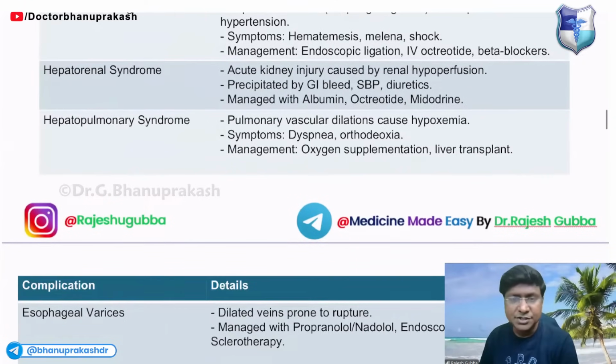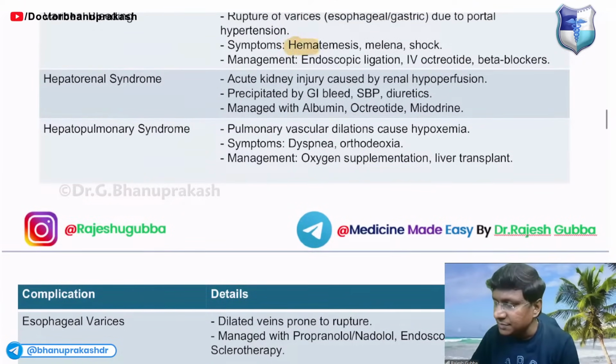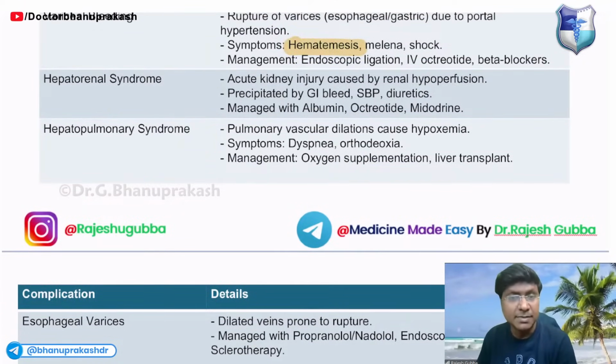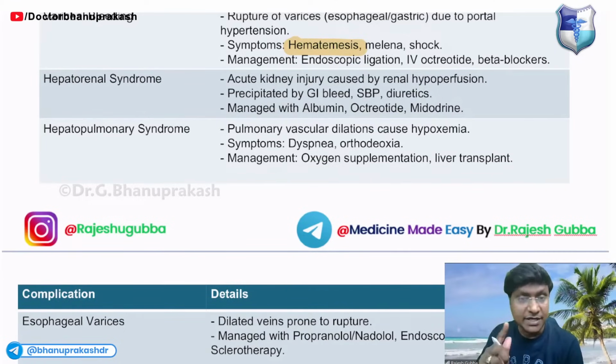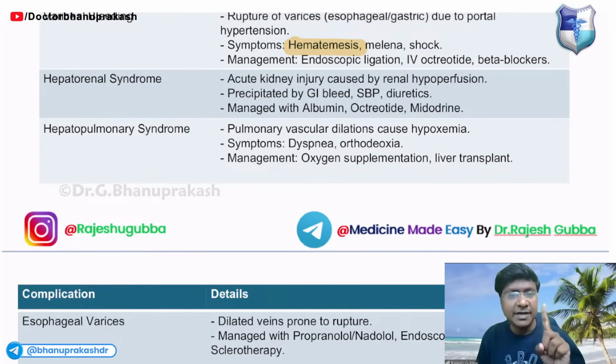So what will be the presentation in this individual? The presentation will be in the form of hematemesis, melena, and they may also go into shock. Okay, there are three questions that I'll tell you. First line treatment in variceal bleeding coming with shock. First line treatment will be IV fluids, followed by blood transfusion, right? Next, what is the drug of choice in case of bleeding esophageal varices? The answer will be terlipressin, right?